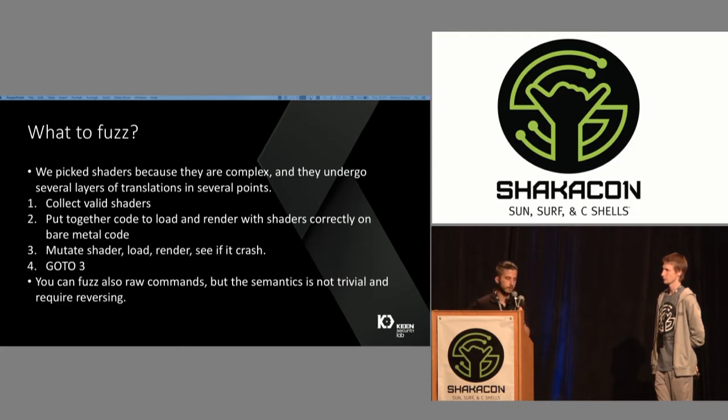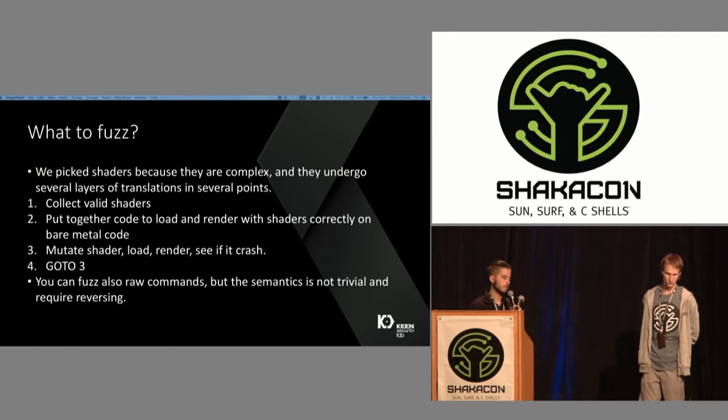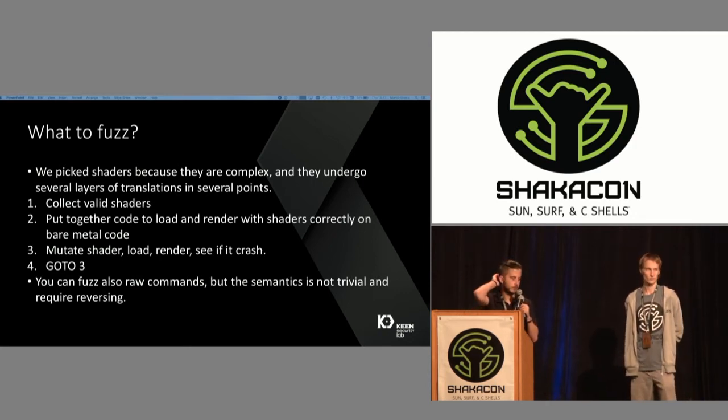So what do we want to fuzz? Because like I mentioned before, there was already some work by Kostya on the GPU of VMware. So the commands, to some extent, have already been audited and fuzzed. So we finally picked the shaders, because they are a very complex entity and a very complex format, so we can expect to find some problems in there. So what do we do?